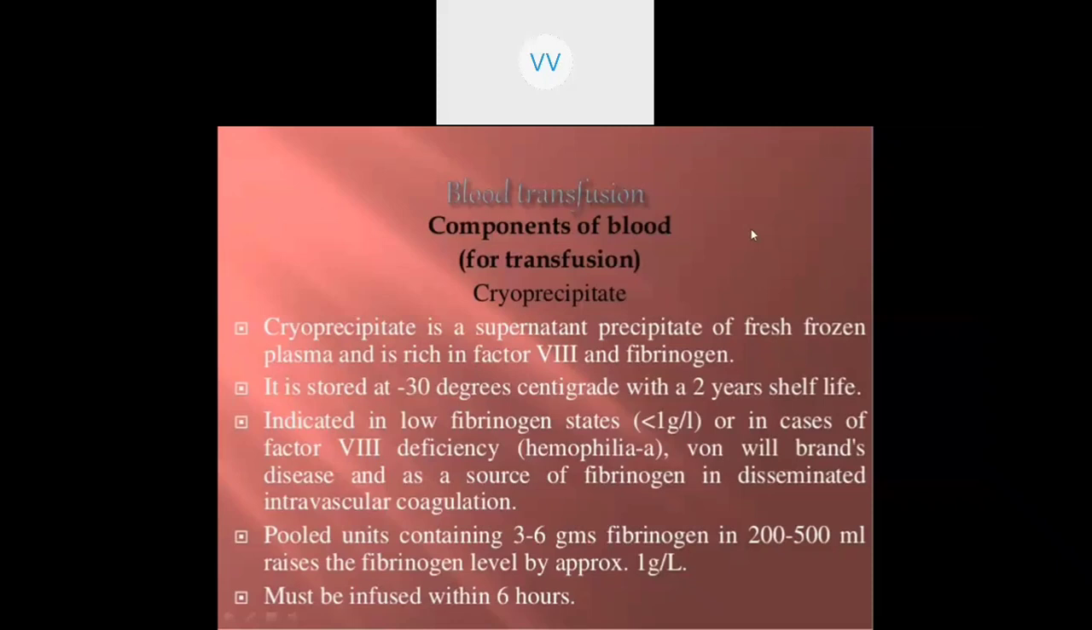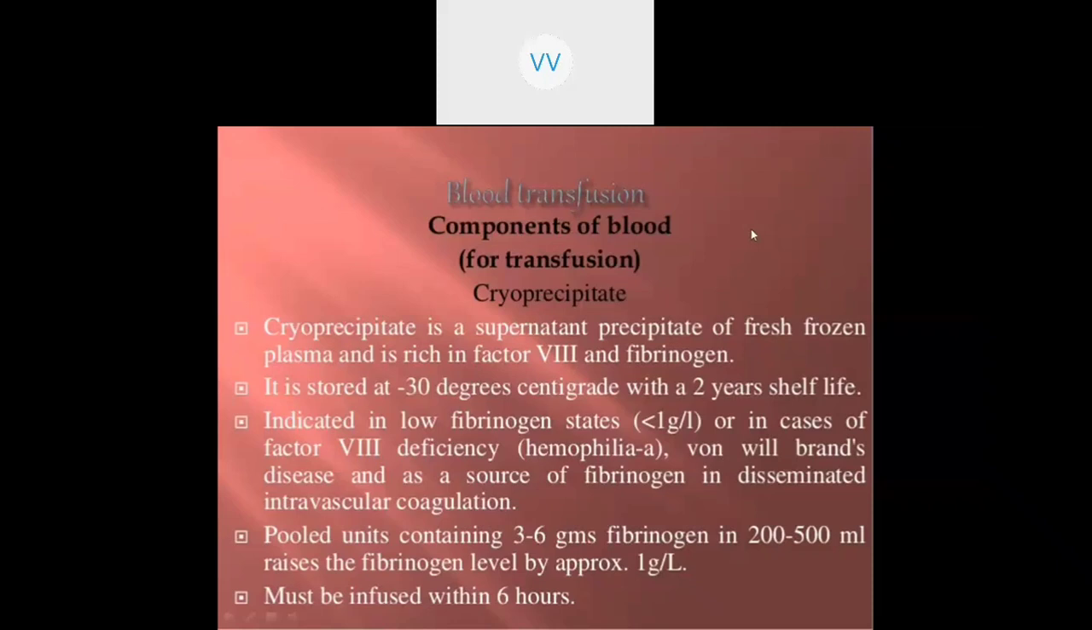Next, cryoprecipitate. Cryoprecipitate is the supernatant precipitate of fresh frozen plasma and is rich in factor 8. In the physiology subject there is one chart of coagulation factors, and factor 8 is there. Okay, this cryoprecipitate is rich in factor 8 coagulation factors, stored at -30 degrees centigrade with 2 years of shelf life.